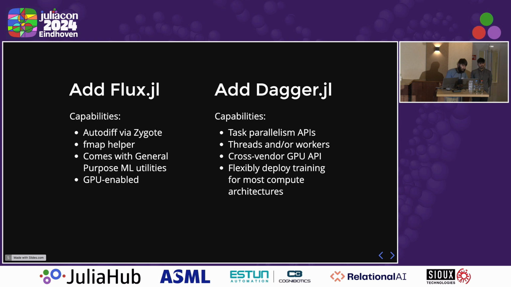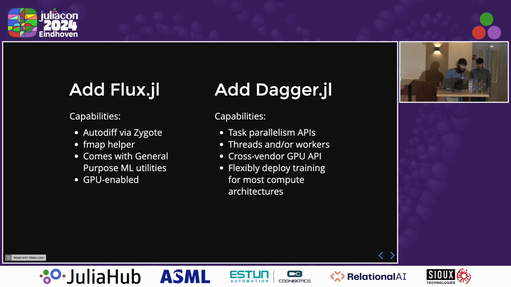It comes with quite a lot of general purpose machine learning utilities, various losses, optimizers, like the kitchen sink, everything is in there that you need. And of course it's GPU enabled. This is providing basically our machine learning AI scaffolding for what we're going to be doing.